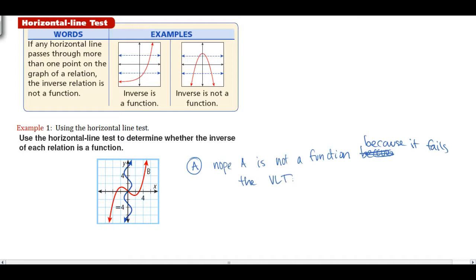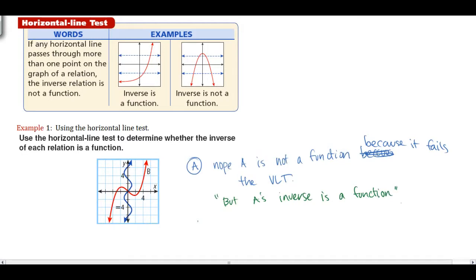But if I asked you about A's inverse, then your brain has to switch and you quickly do a horizontal line test. All you do on a horizontal line test is take your horizontal line and slide it. Now again, this can be kind of hard. We're only going to look at the blue graph. Notice a horizontal line only touches the blue graph once, the entire time. So A's inverse is a function, because it passes the horizontal line test.